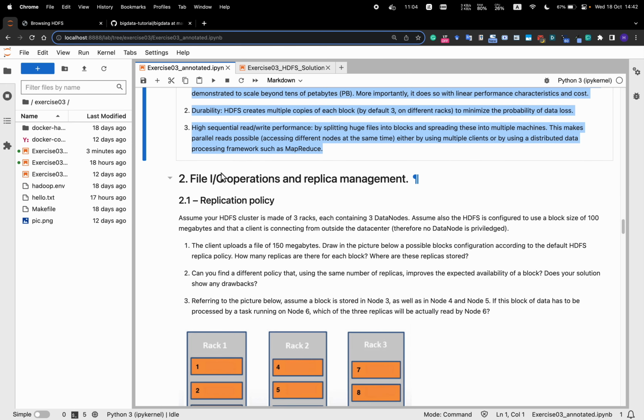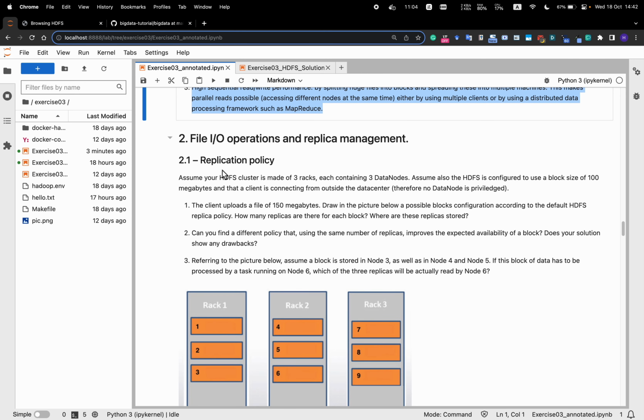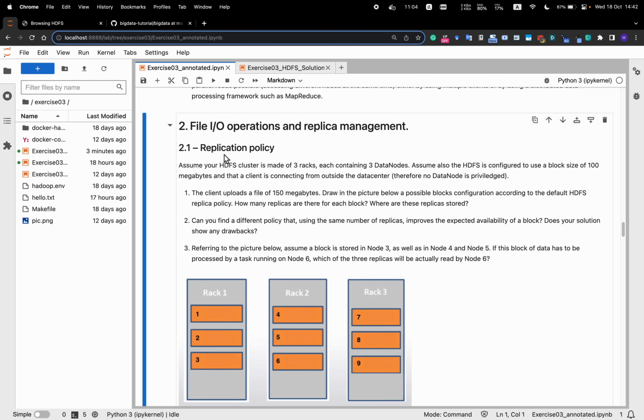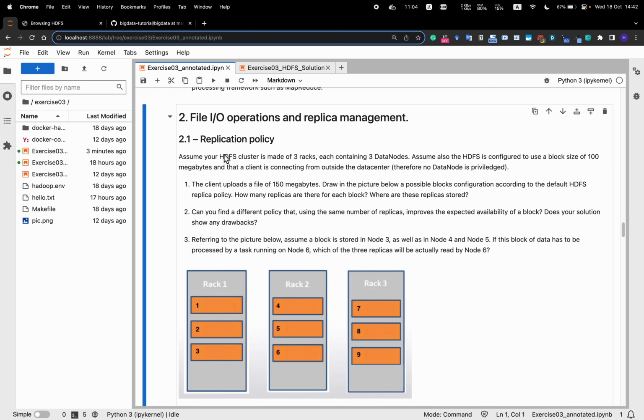If there are no more questions, we can quickly move on to the second part. Nope. So, file I/O, replication policies. What are the replication policies? What are the steps, if you can remember? Two scenarios, right? One is the client being in the cluster, one is the client being outside of the cluster.